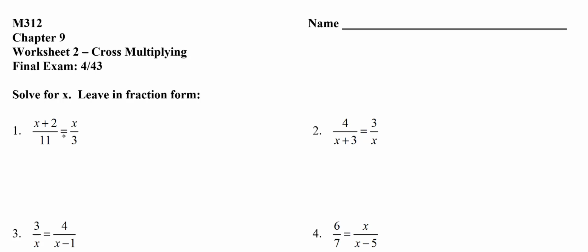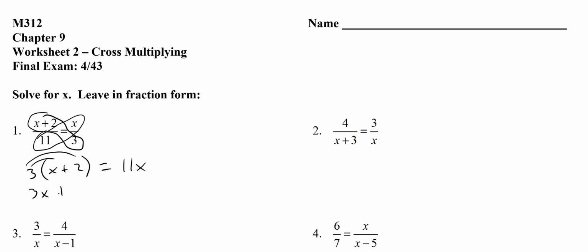Cross multiplying, it doesn't matter what order, but we're going to multiply that. So it's x plus 2 times 3, or I'll do it 3 times x plus 2. That's the best way to write it. And that equals that multiplied together, so 11x. So instead of having just a really simple one where you just divide at the end, now you have to do a little extra work. You have to distribute first. So it's going to be 3x, and 3 times 2 is 6, equals 11x.